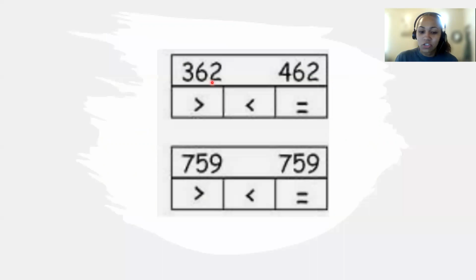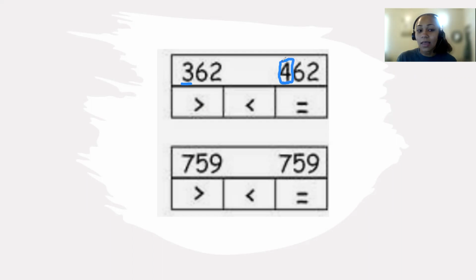Now, these are just regular non-decimal numbers. When you compare all numbers, even those with decimals, you always start with the digit in the front because it has the most value. So let's do that today. We have 3 and 4. Now, if we were to compare 3 and 4, which one is bigger? Well, 4 is bigger. 4 is bigger than 3.